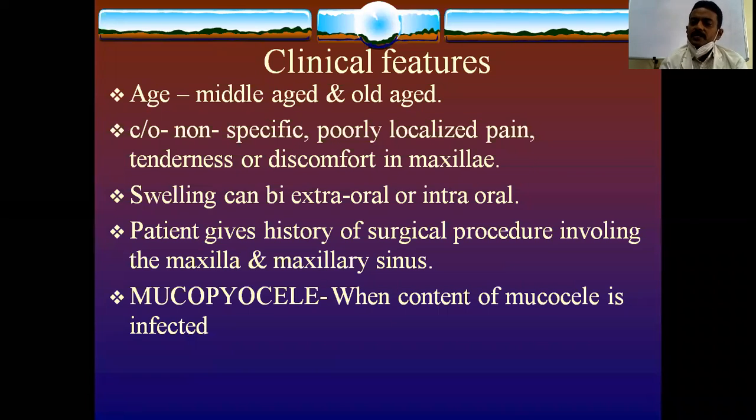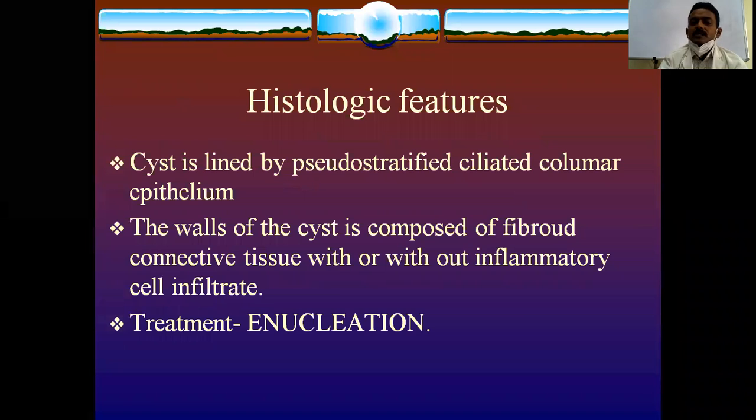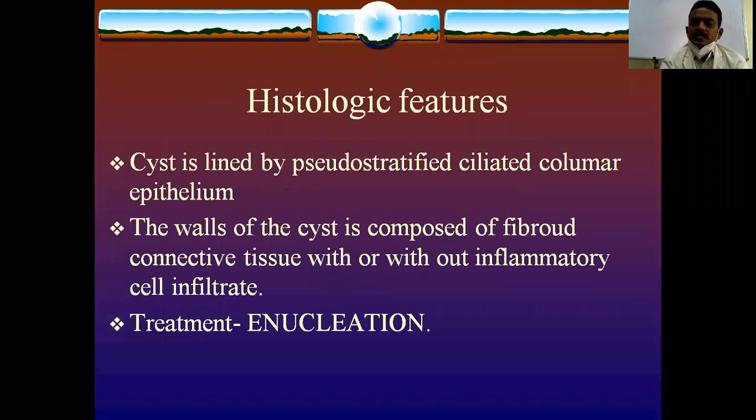There is non-specific, poorly localized pain, tenderness or discomfort in the maxilla. Swelling can be either extraoral or intraoral. The patient gives a history of a surgical procedure involving the maxilla and the maxillary sinus. Mucopyocele: when the content of a mucocele is infected, we call it a mucopyocele. Histologically, the wall of the cyst is composed of fibrous connective tissue with or without inflammatory cell infiltrate, and the treatment is enucleation.